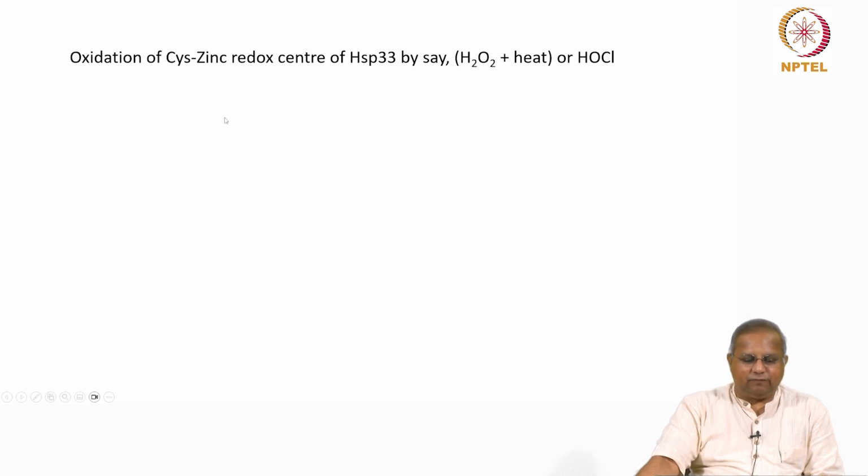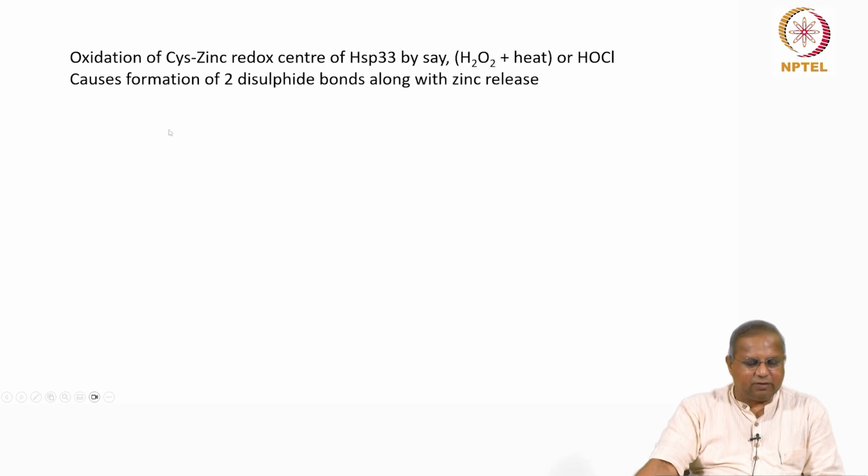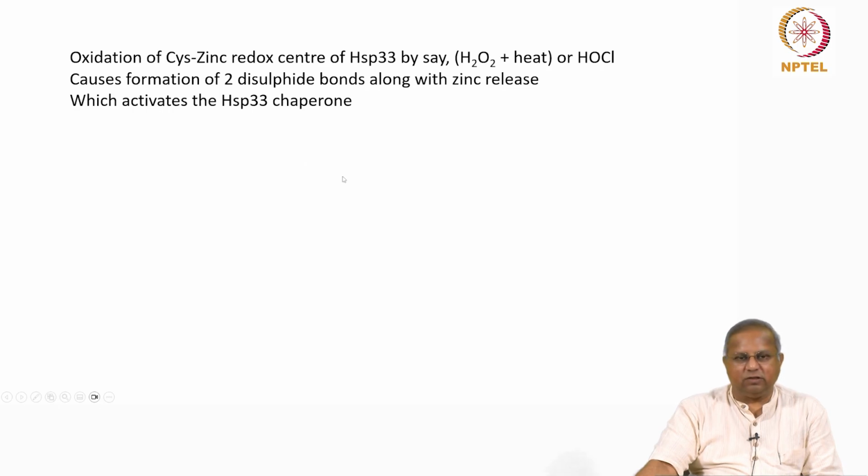Okay, third example, oxidation of the cysteine zinc redox center in HSP33, heat shock protein 33, by, let's say, hydrogen peroxide plus heat. This is what the data is known about. This works for heat shock protein 33. H2O2 plus heat or HOCl is what is causing the oxidation. This causes formation of two disulfide bonds, and the zinc gets released. The zinc is in the center, and it gets released because of the formation of two disulfide bonds. This process activates the heat shock protein 33 chaperone.